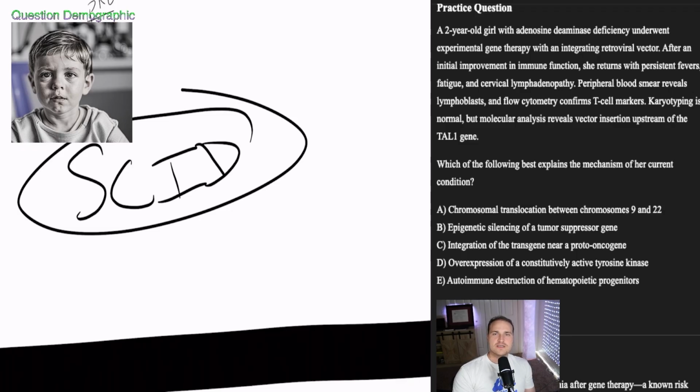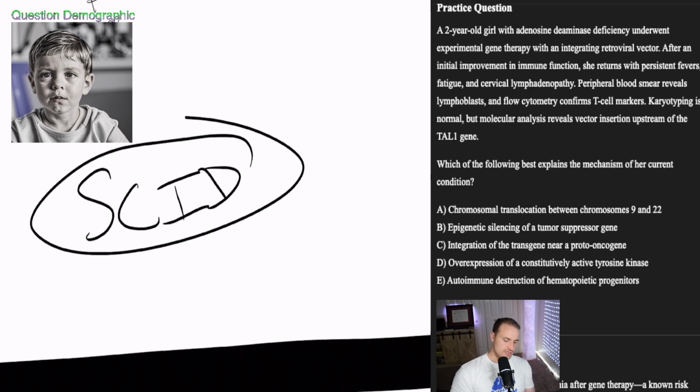Well, retroviruses don't choose where they insert the DNA. They just integrate randomly into the host genome. And in some unlucky ones, the virus inserts the DNA right next to an oncogene. That causes the oncogene to be turned on too strongly, and then you get cell growth, which is cancer. So this is insertional mutagenesis.